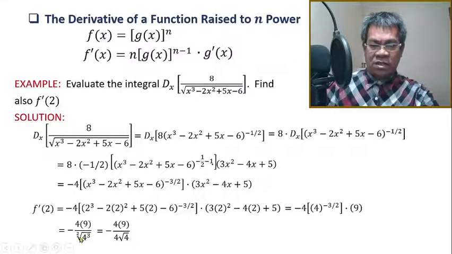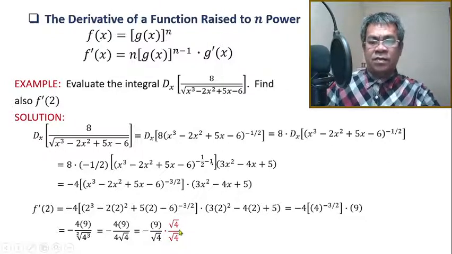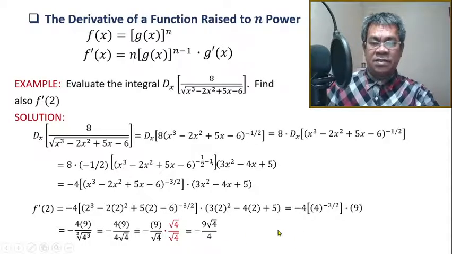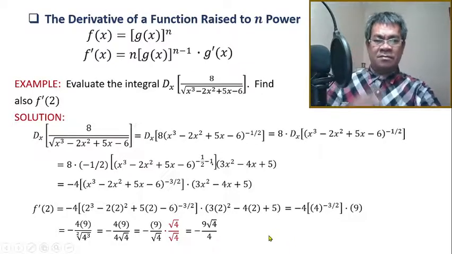Kindly go over your algebra. The 4 will be cancelled out, so the final result is 9 over the square root of 4. But we have to rationalize, multiplying by square root of 4 over square root of 4. Then we have 9 square root of 4 over 4, negative, and this will be the final answer. That's it.